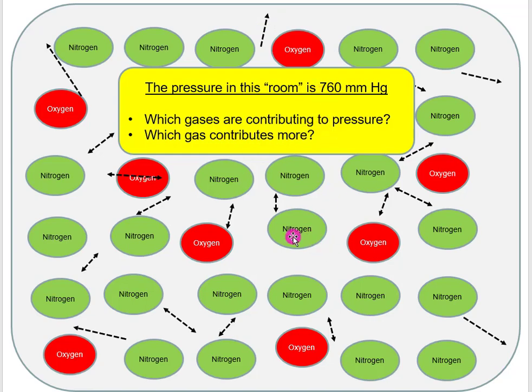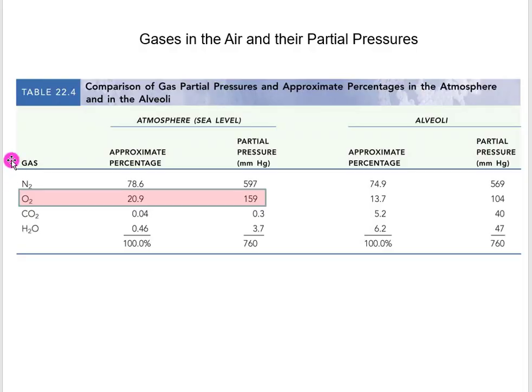And if you look at that, if you just use some sense of intuition, you might say, well, there's a lot more nitrogen, it looks like, than there is oxygen. And so I guess nitrogen would contribute more to this, and you would be correct. So let's look at this table.